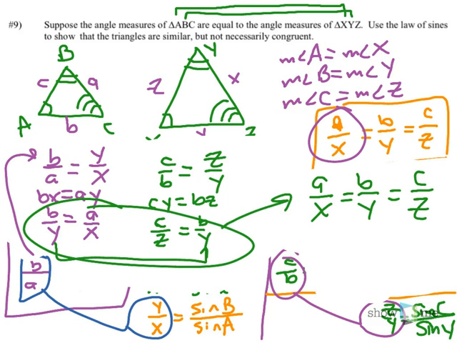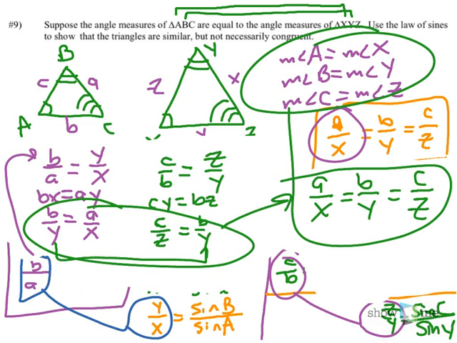And by definition, since the corresponding angles are congruent and corresponding sides are proportional, it means these two triangles must be similar. That's the definition of similarity.